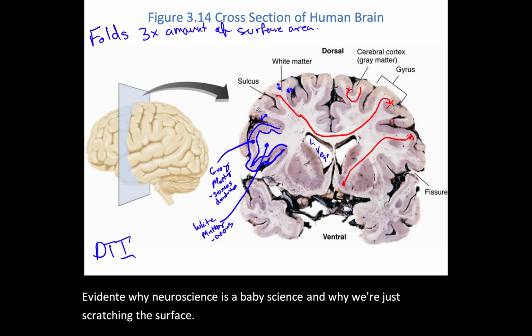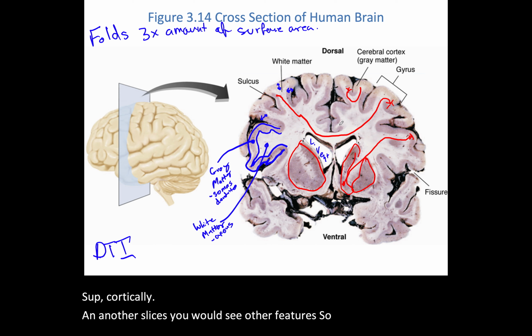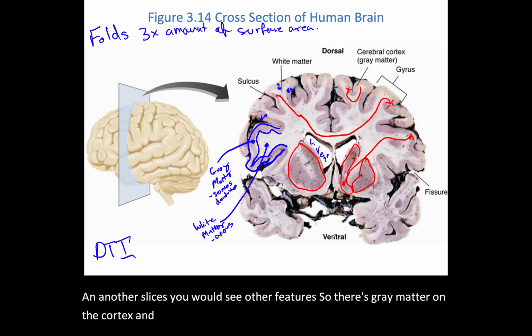Now, most of the gray matter that you're seeing is cortical. Nevertheless, note we have gray matter subcortically. And in other slices, you would see other features. So there's gray matter on the cortex, and we have subcortical gray matter.